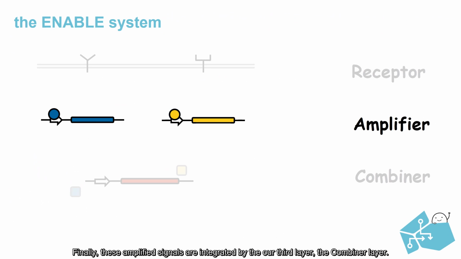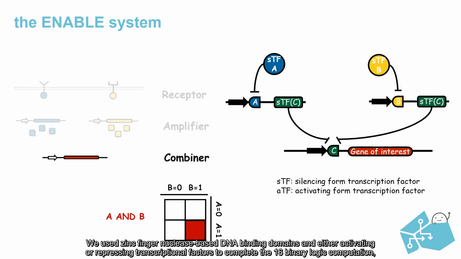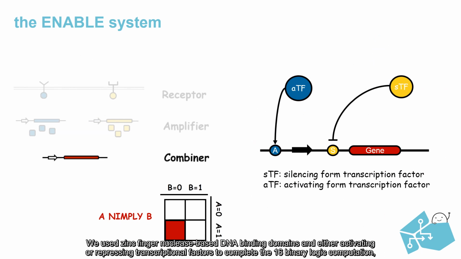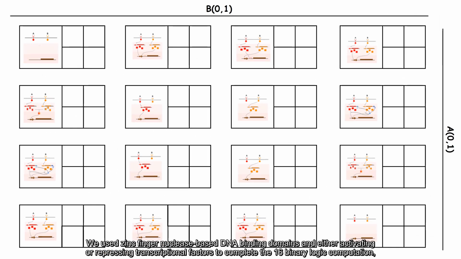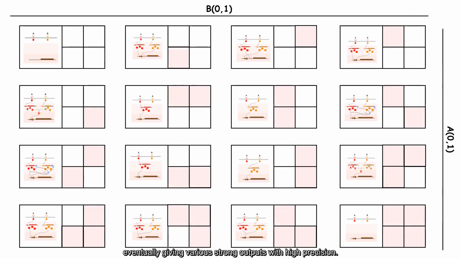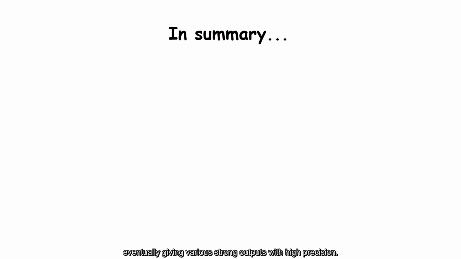Finally, these amplified signals are integrated by a third layer, the combiner layer. We use zinc finger nucleus-based DNA binding domains in either activating or repressing transcriptional factors to complete the 16 binary logic computations, eventually giving very strong outputs with high precision.